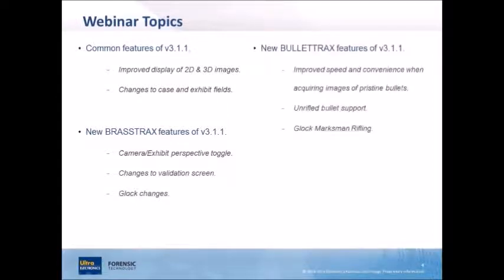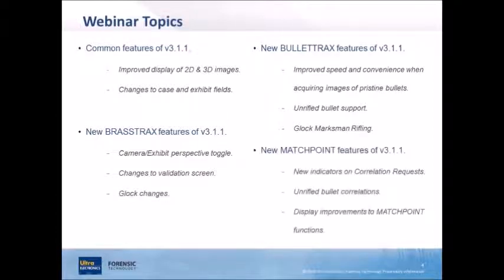Next, it'll be on to BULLETTRAX, where things have speeded up considerably. Version 3.1.1 is the first version that offers support for unrifled bullets, so we'll look at that, as well as how to handle the new Glock Marksman rifling. Finally, we'll take a look at MATCHPOINT, where there are some new indicators on correlation requests. We'll go through the correlation of unrifled bullets, and we'll finish up by seeing some display improvements on MATCHPOINT. So that's what's on the menu for today.